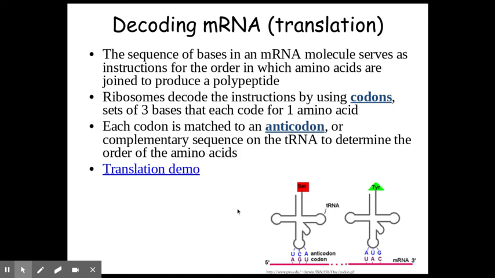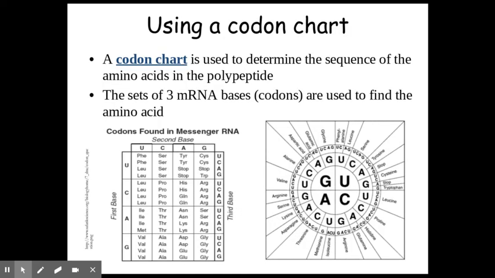So you can have two different types of codon charts. The one that you most commonly see is the box. But there is the one that looks sort of like a sun, and actually it's a little bit easier to use. The codon chart is used to determine the sequence of amino acids in the polypeptides. The set of three messenger RNA bases, or codons, are used to find these amino acids.